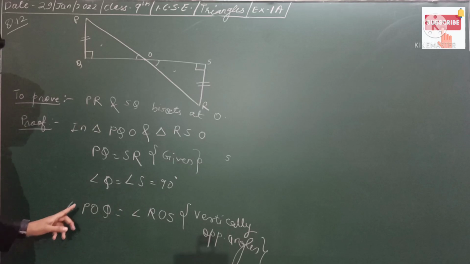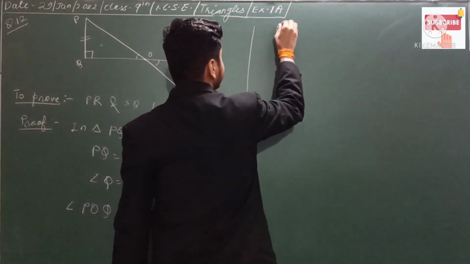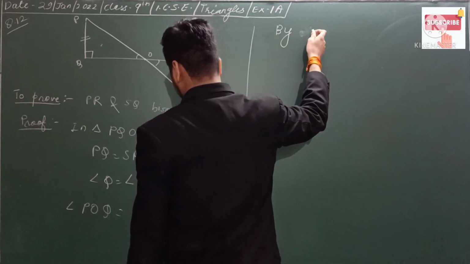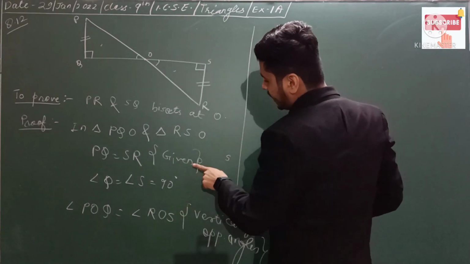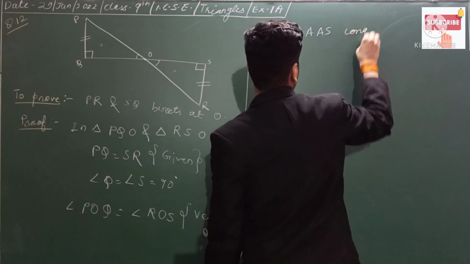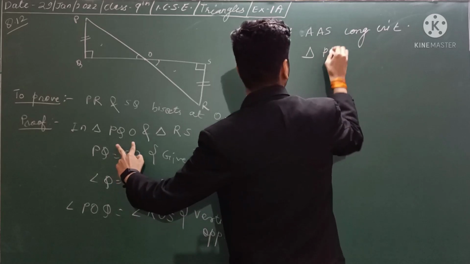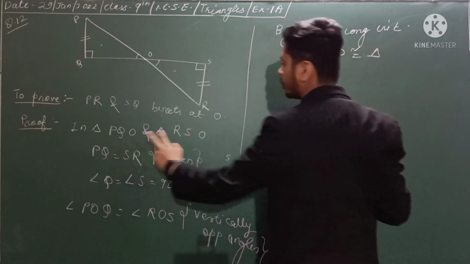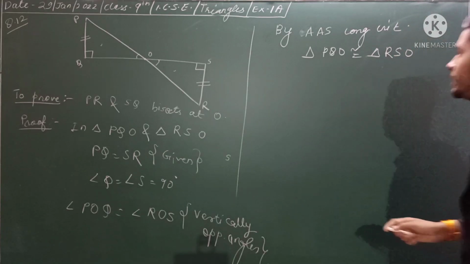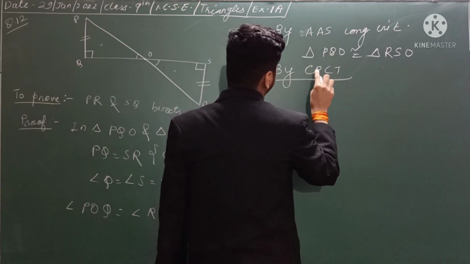So we got two angles and one side. By which criteria can we say? So by the angle side congruency criteria, which two triangles? This triangle PQO is congruent to triangle RSO. Then by CPCT, you know the meaning of CPCT, congruent.